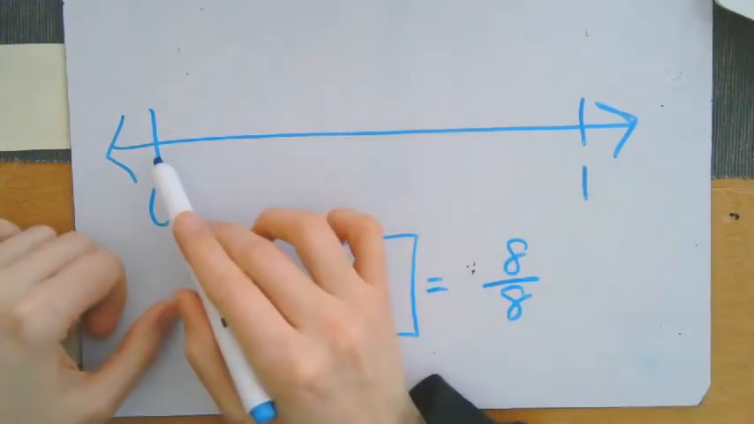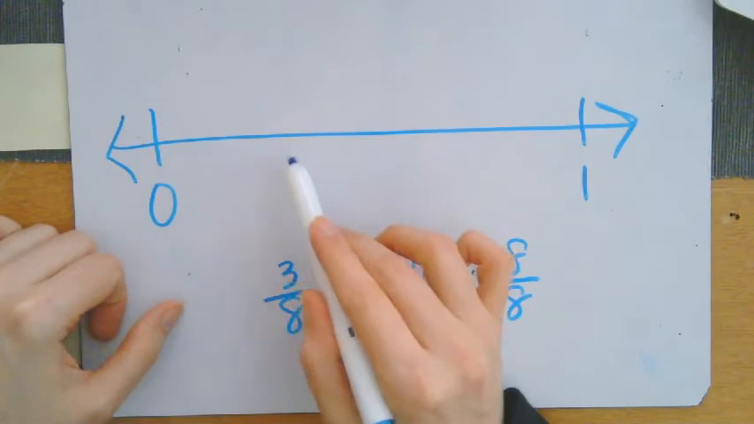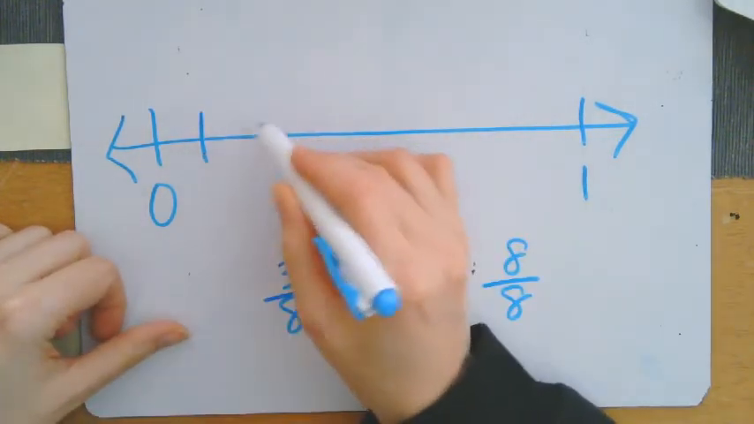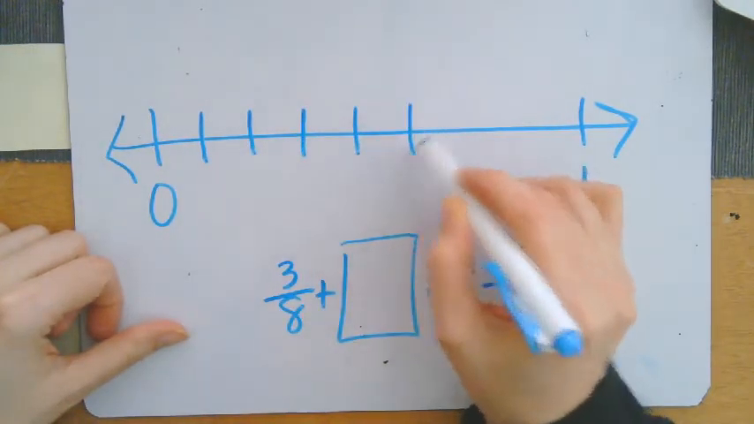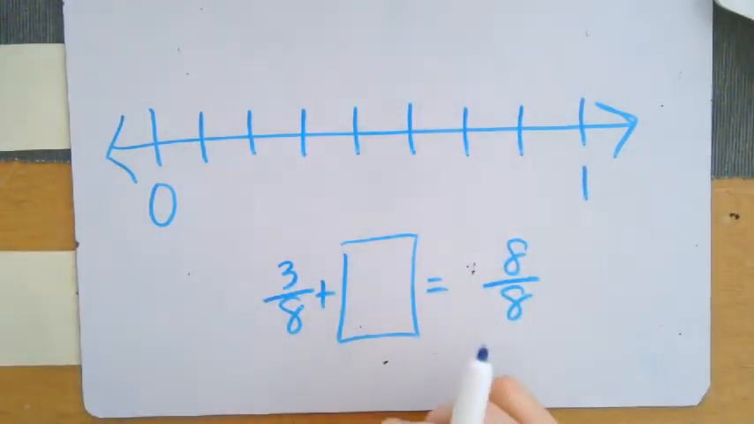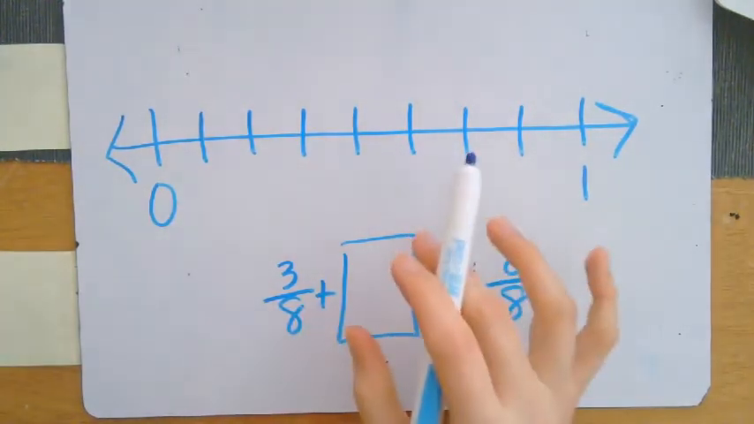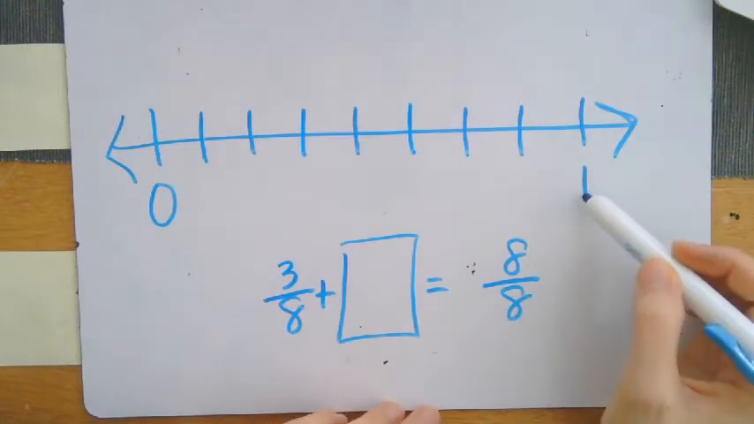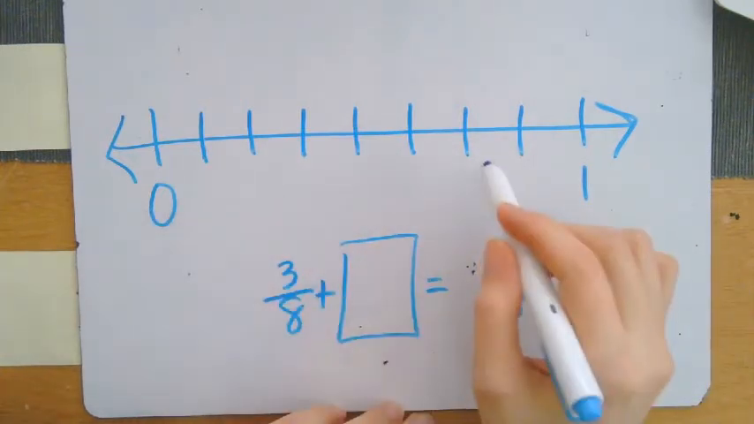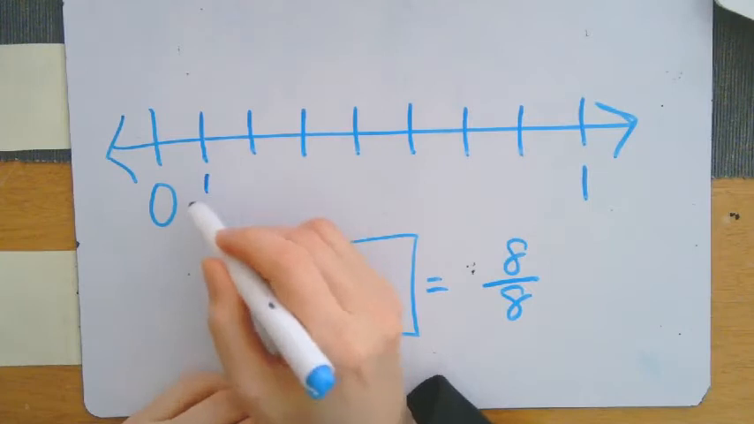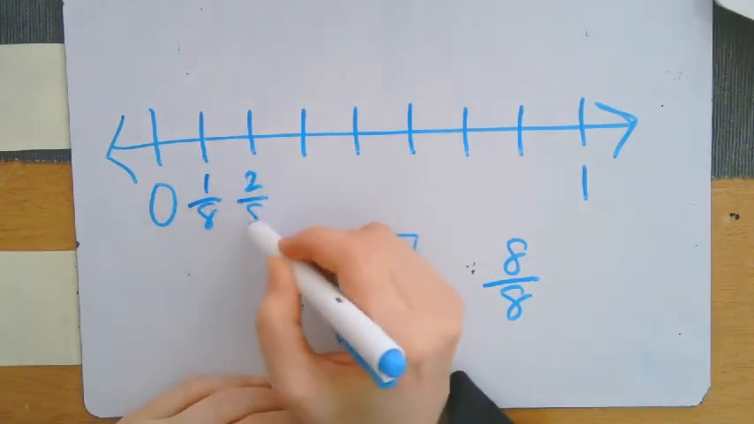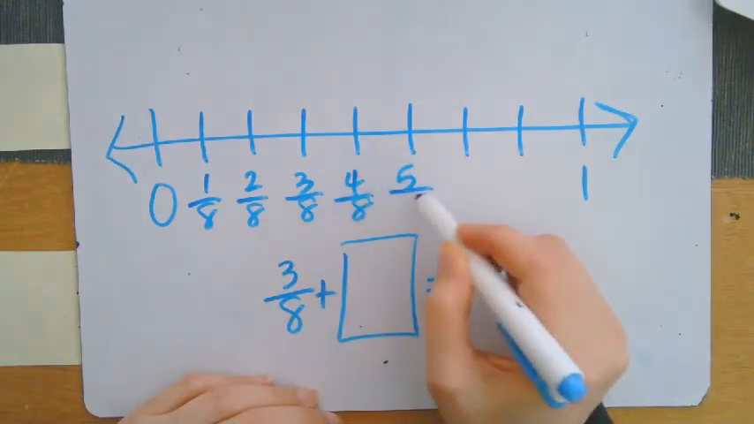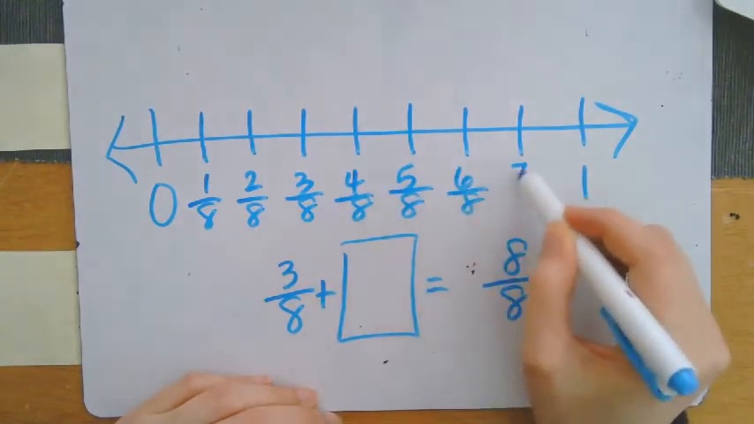Okay, so I'm going to do that invisible line thingy. 1, 2, 3, 4, 5, 6, 7. Pretty close. Ooh, that's pretty good. All right. So now I'm just going to put in where my fractions are. So I know that this is 8/8. I can work backwards, I can work forwards, and then just check my work. Okay. So I have 1/8, 2/8, 3/8, 4/8, 5/8, 6/8, and 7/8.